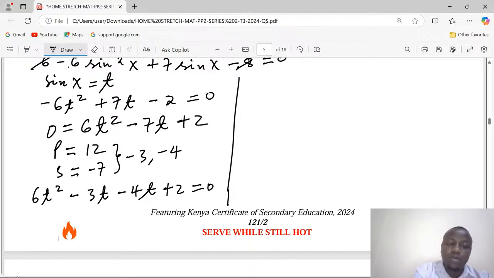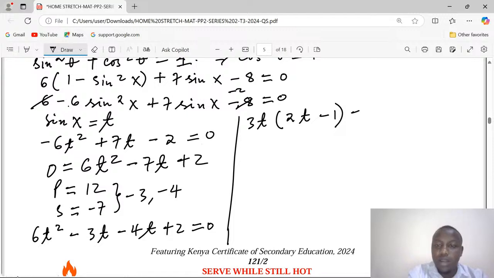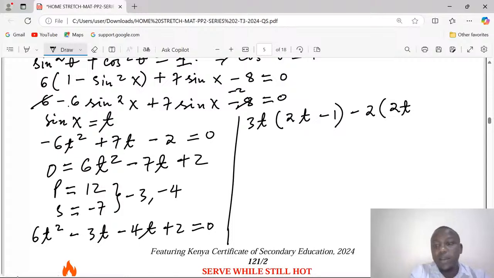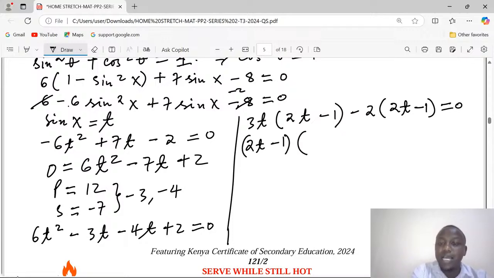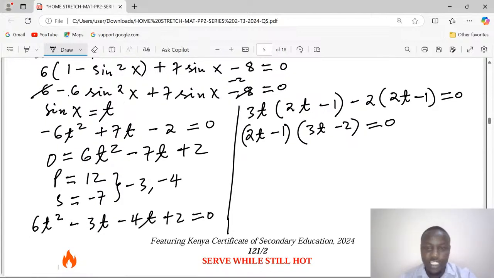In the first two, we can factorize 3t into 2t minus 1. And in the other two, I factorized negative 2 such that I remain with 2t minus 1. So 2t minus 1, 2t minus 1, this is equal to 0. From the brackets, we are getting 2t minus 1 as the common factor. Outside the brackets, there is 3t minus 2. This is equal to 0.